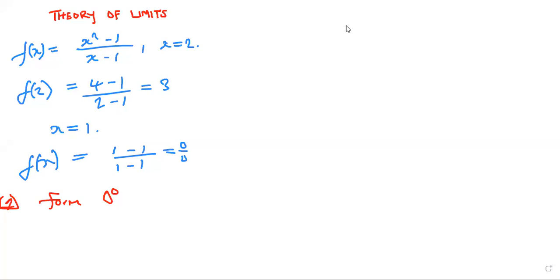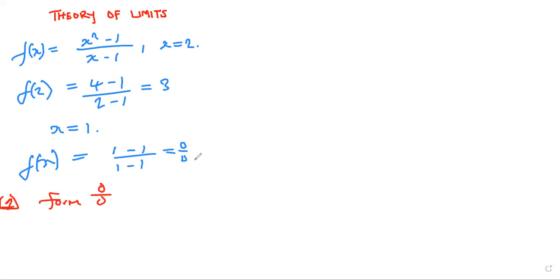Now, the reason why this is indeterminate is that we don't really know, okay, I meant to write 0 divided by 0, actually. So form of 0 divided by 0. So here, we don't really know. Division by 0 is not defined. That is what I mean. We can't divide numbers by 0.